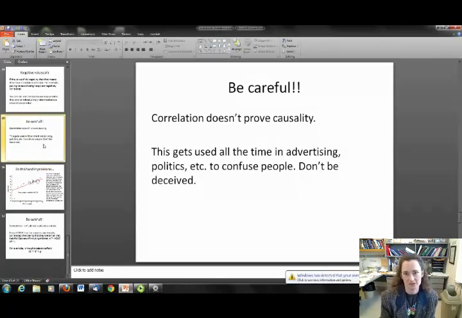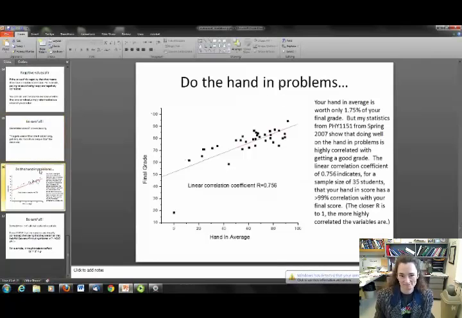Now, this is a pretty simple example, but I want to show you something that I used to mislead my students a little bit in Physics 1150 and 1151.